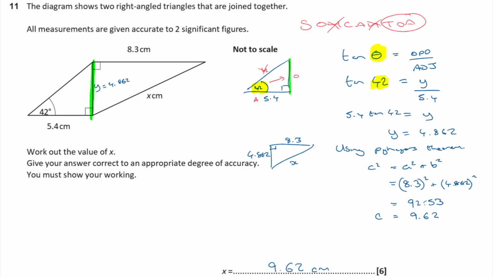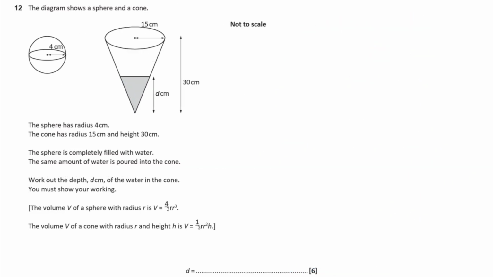Okay, now I think 3 significant figures is appropriate. I used lots more than that throughout the calculation. So yeah, I think it's fine. 9.62. Question 12. The diagram shows a sphere and a cone.